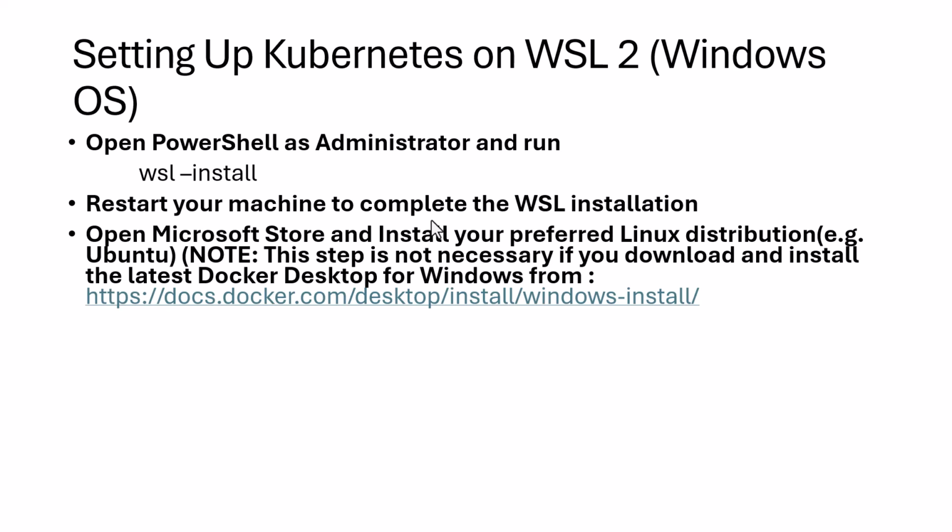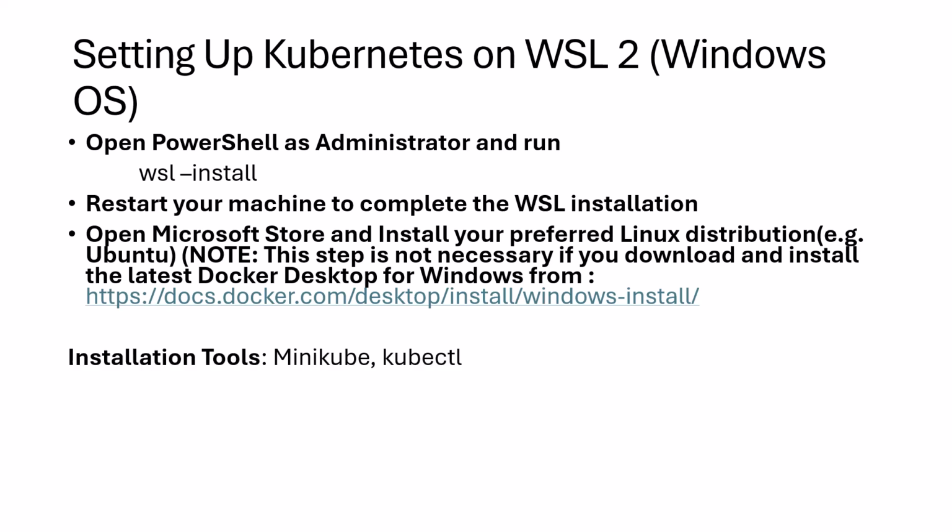And supposing you are running an old Docker Desktop version, then you have to open the Microsoft Store and install your preferred Linux distribution, for example, Ubuntu or any other Linux version. Now, this step is not necessary, which I found because I updated my Docker Desktop for Windows from the official Docker website, and I found that it is already integrated WSL2 within the Docker engine.